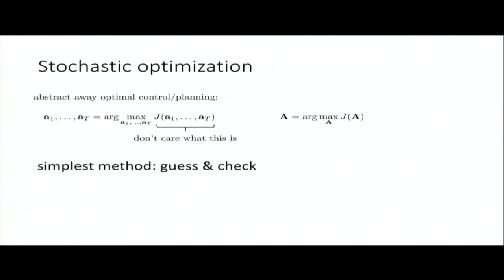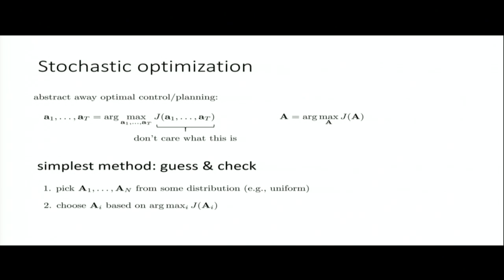So the simplest method to do this maximization, if you don't want to worry about computing derivatives or anything like that, and if A is sufficiently low dimensional, is to do guess and check. This is what we discussed on Monday. Pick some set of action sequences from some distribution, for example, just sample them uniformly at random, evaluate all of their returns, all of their J's, and then pick the best one. Very simple method. Works well if you have very low dimensional A's, but doesn't scale very well. So this is sometimes referred to as a random shooting method.